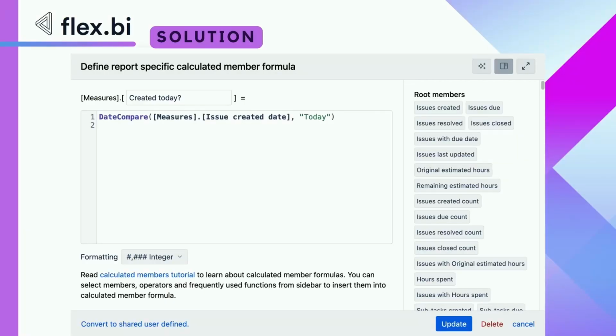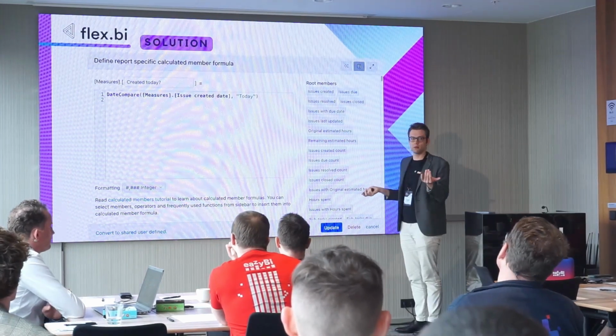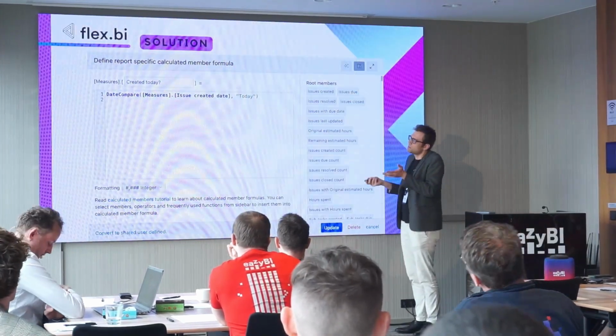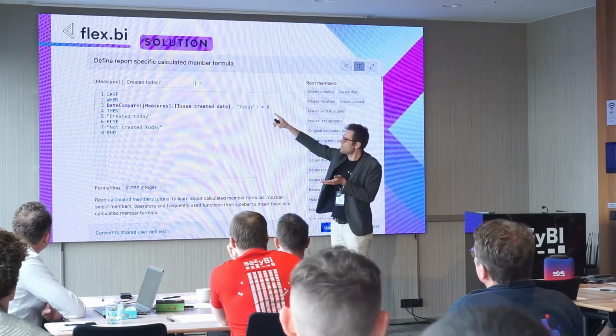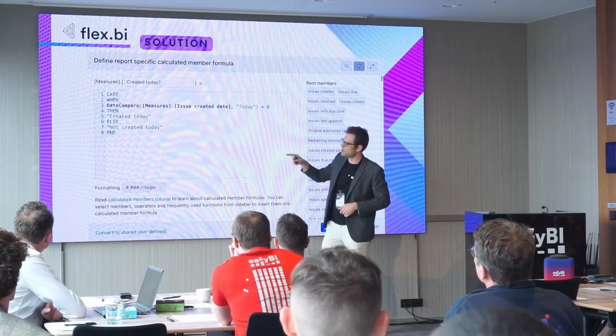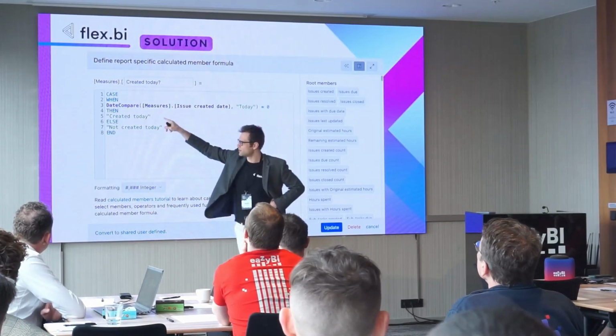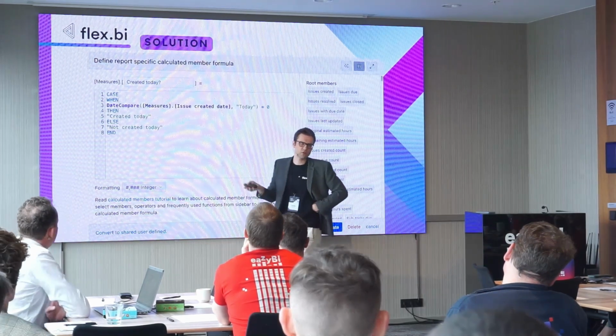put in the issue created date, and it's even easier, we can just put in quotation marks today. So it will compare the issue creation date to today, and we'll know if it was created today or not. If you want to go a step further, you can also check if it's 0, because that's how the function works. Then you return, oh, it was created today, otherwise not created today, right? But that's already extra.